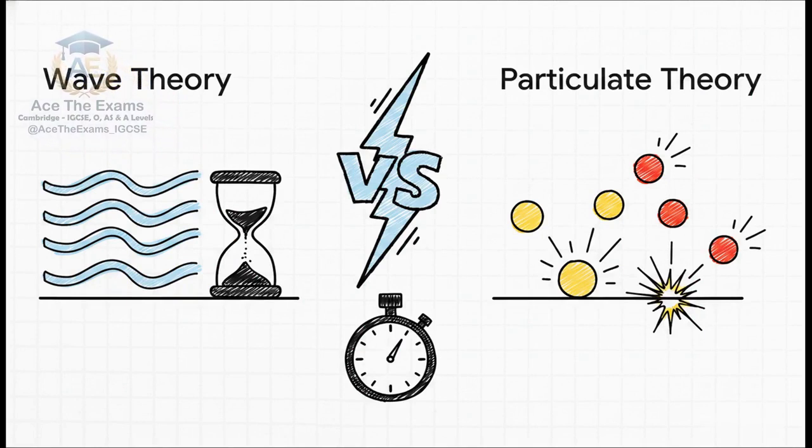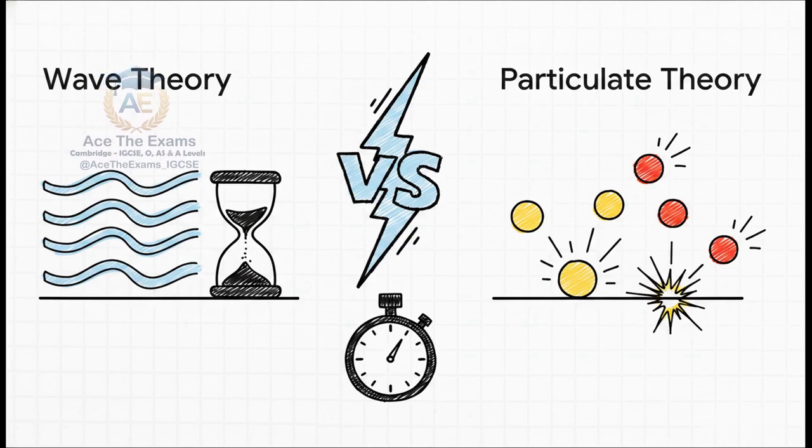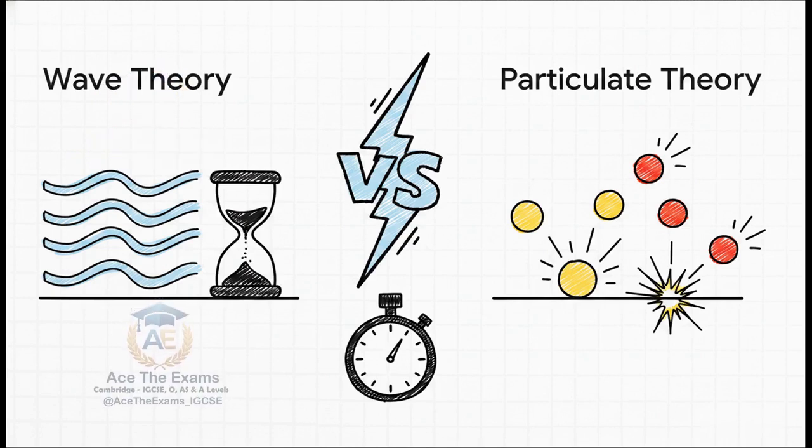You've got 30 seconds on the mental clock to think of a perfect PEEL paragraph, comparing the classical wave theory of light against the modern particulate theory of light, specifically in the context of the photoelectric effect. Think about it. Classical wave theory suggests that energy should accumulate over time, meaning that even a very low-frequency, dim light should eventually deliver enough energy to eject an electron if you just wait long enough.